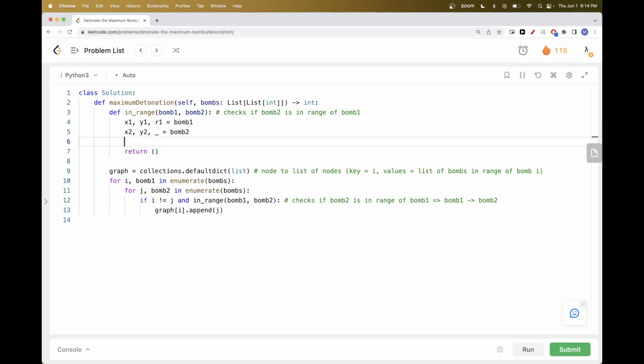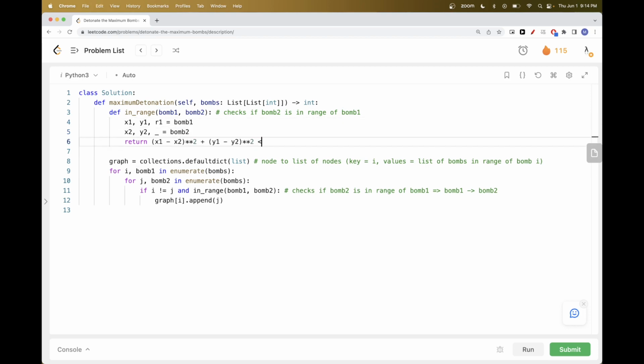So what's the distance? Let's first calculate the distance. Well, we said it's just going to be (x1 minus x2) squared, right, plus (y1 minus y2) squared. And we said instead of taking the square root, we'll just check that this is smaller or equal to r1 squared, right? That way we don't need to do the square root. So, and now we should have our graph at this point.